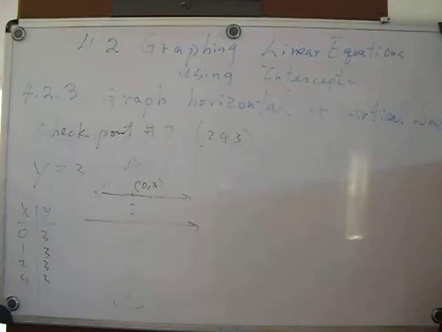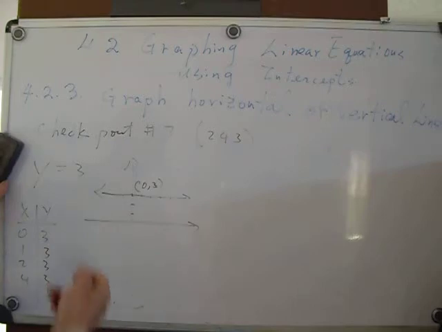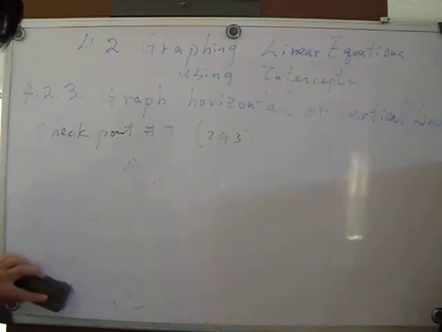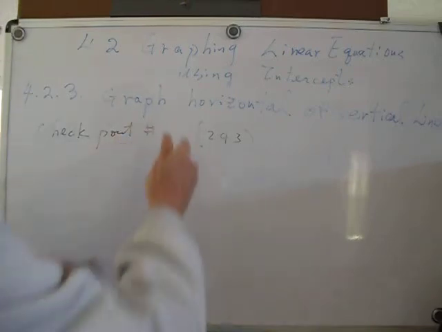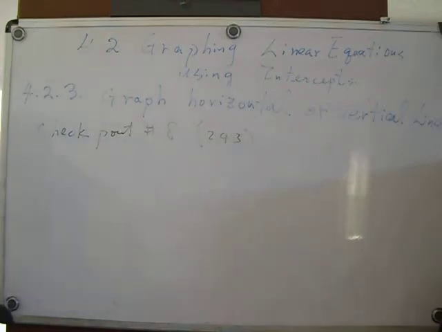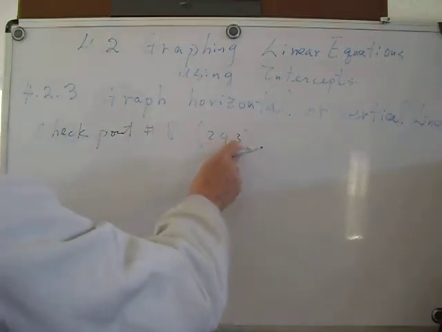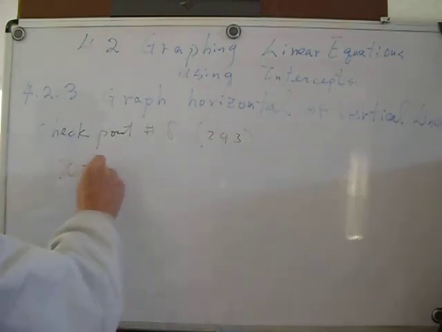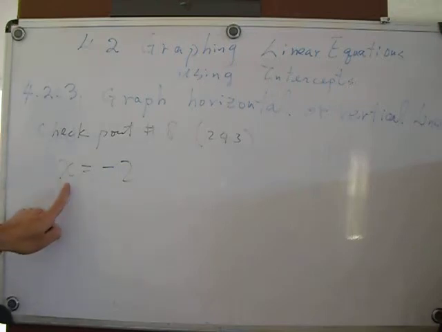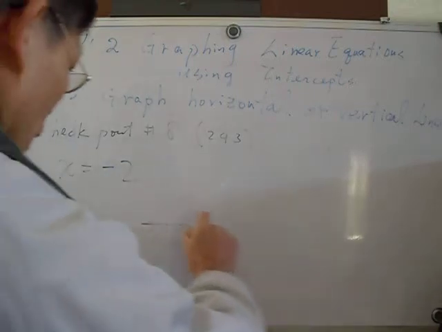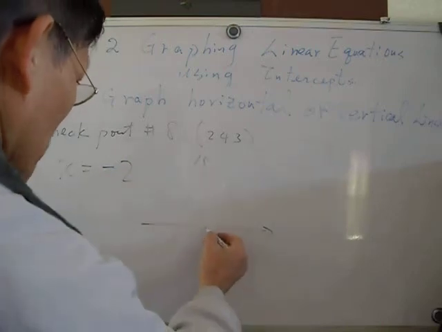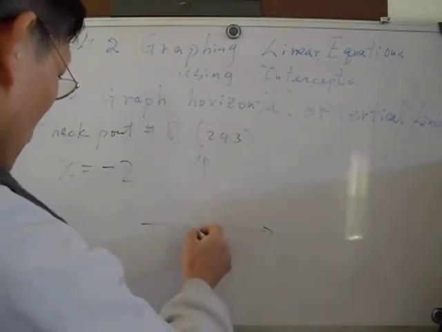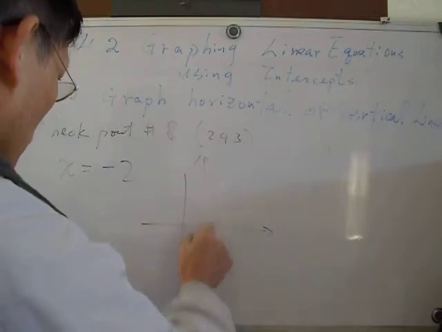Next one, we want to do checkpoint number 8. These are very simple problems in your textbook exercise. Checkpoint number 8, again, is on textbook page 243. I'm going to graph x equals negative 2. No y component. X is always negative 2, y can be anything. A vertical line, like this.